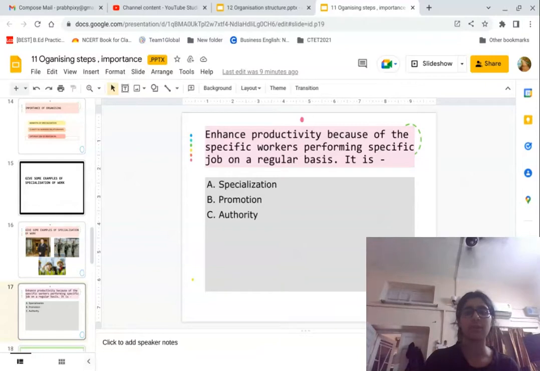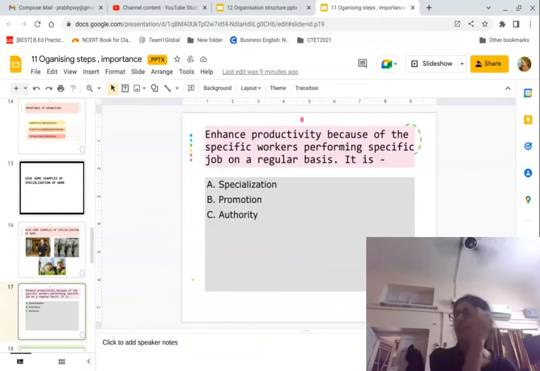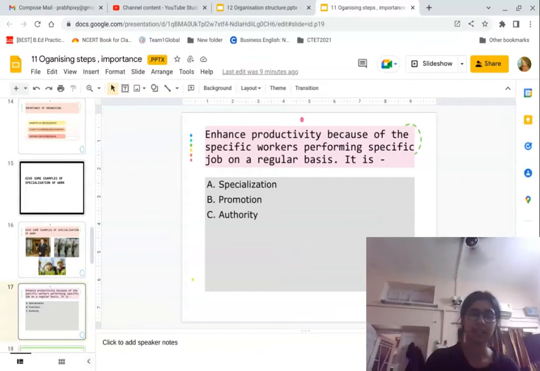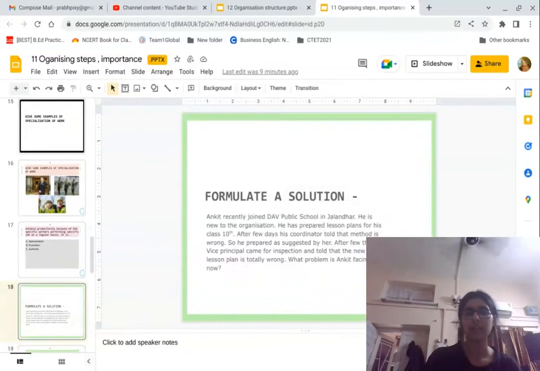Enhanced productivity because of specific workers performing a specific job on a regular basis. Every day they are doing that thing, and when every day they are doing it, they become specialized in that work. So that leads to the process of specialization. Very good, class.